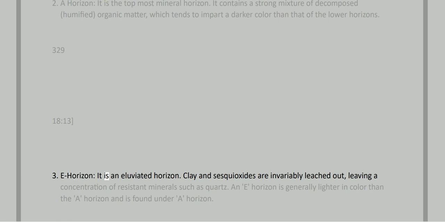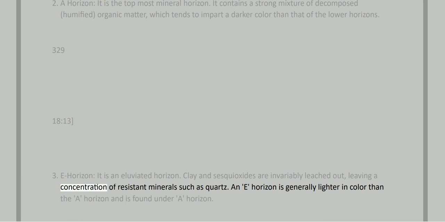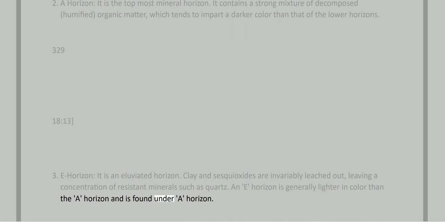3. E horizon. It is an eluviated horizon. Clay and sesquioxides are invariably leached out, leaving a concentration of resistant minerals such as quartz. An E horizon is generally lighter in color than the A horizon and is found under the A horizon.